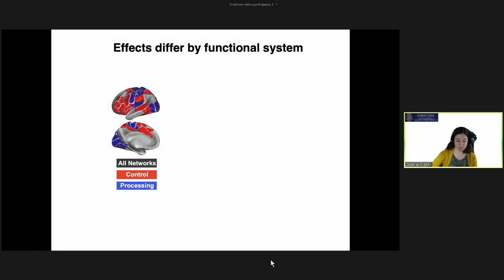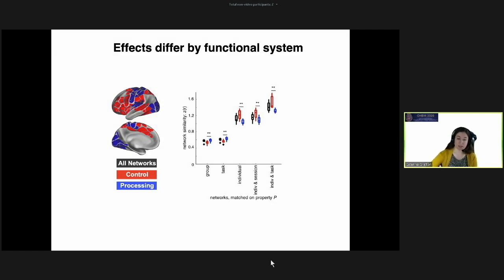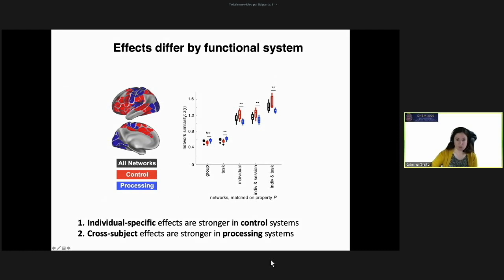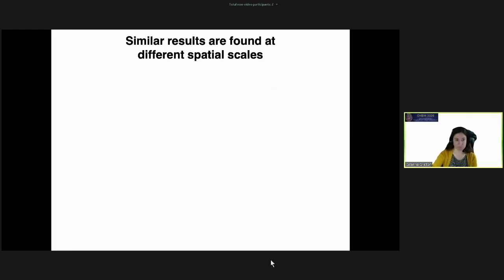somatomotor systems. What we end up finding is that there's a similar pattern for both, but that individual specific effects shown here on the right side of the plot tend to be larger in control systems, and cross-subject effects shown on the left-hand side of the plot are stronger in processing systems.